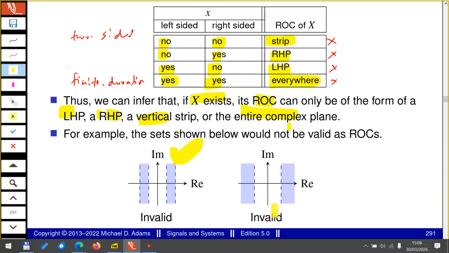How about this one? We need to work it out again. Two strips. There are two portions, not one continuous portion. It extends to this one, and it extends to this one. So we cannot say it's a single strip. We cannot say it is a right half plane, because a right half plane would mean that it's only that part. A left half plane would mean that it's only that part. So you can easily see that. It has to be one of these four, and it's none.